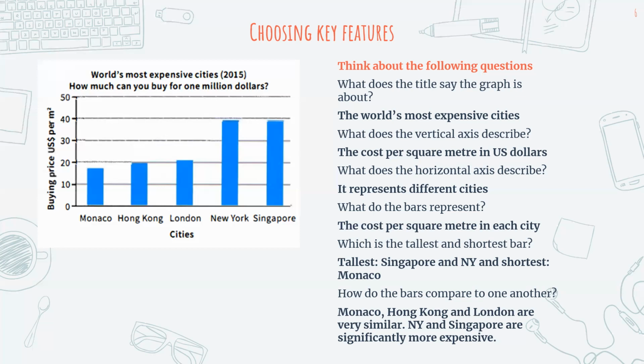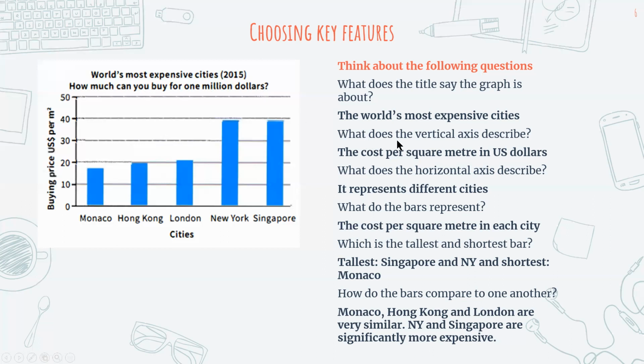So let's have a look at this bar chart and ask ourselves some questions. Think about the following questions. What does the title say the graph is about? We need to look at the title. The world's most expensive cities in the year 2015. Okay, so this is the title. How much can you buy for $1 million?